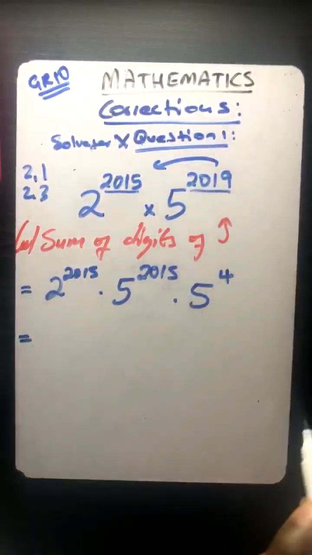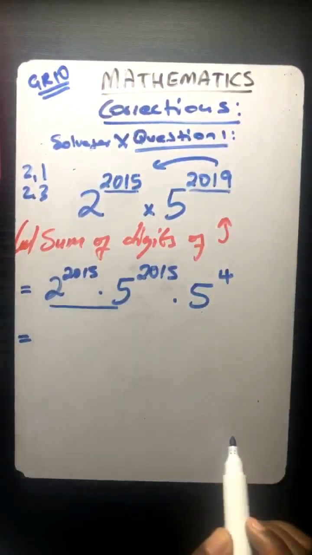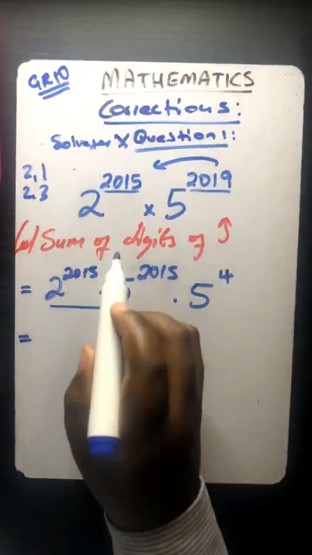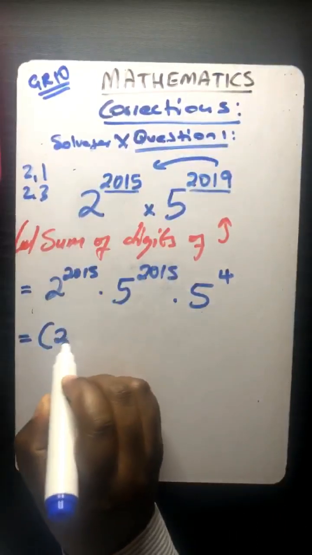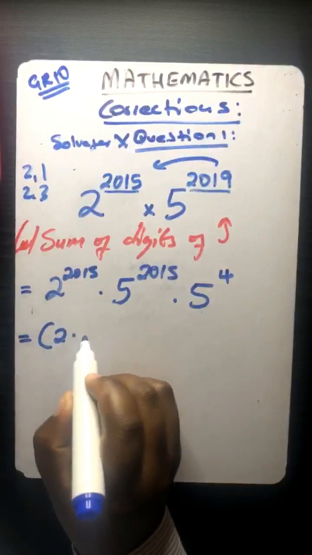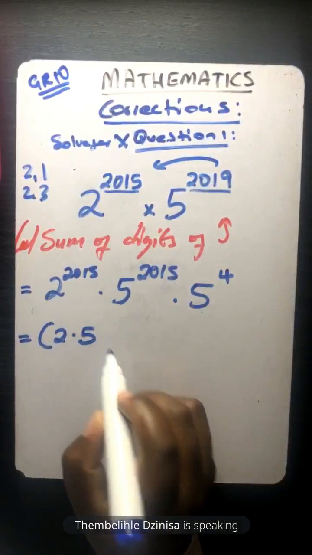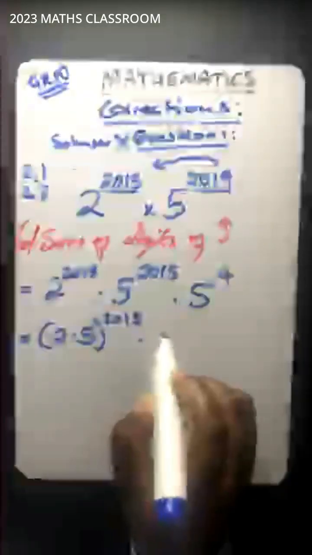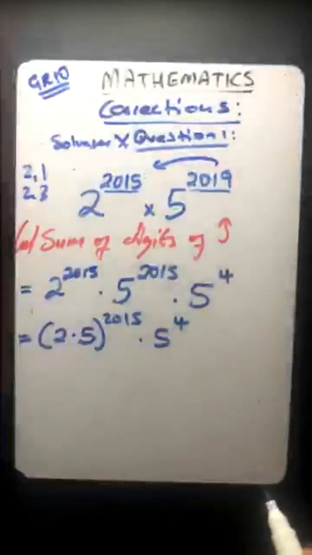Now let's see. Can you guys see that we've got a common factor? No, not a common factor, but we have the same power there. Let's try to rewrite it in reverse. In reverse, it's going to be 2 multiplied by 5, then you close, and then you say 2015. This one, I think we can just write it as it is.